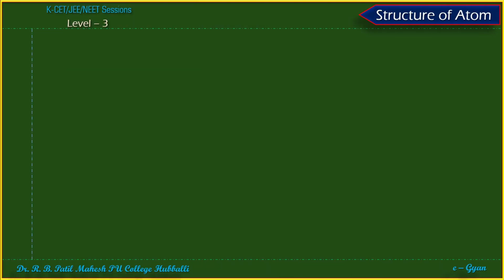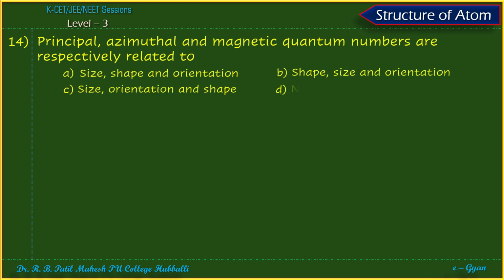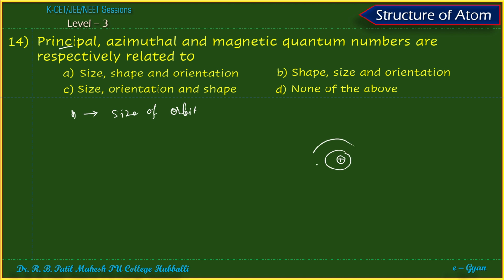Moving to the next question, question number 14. Principal, azimuthal and magnetic quantum numbers are respectively related to: size, shape, orientation; shape, size, orientation; size, orientation, shape; none of the above. Principal quantum number n represents the size of atom or size of orbit. Here we have the nucleus. This is first orbit, this is second orbit, this is third orbit, where n values are going to increase. Hence, size of orbit is going to increase.